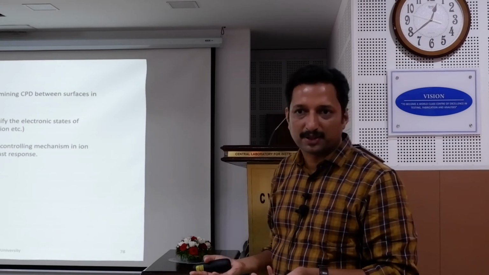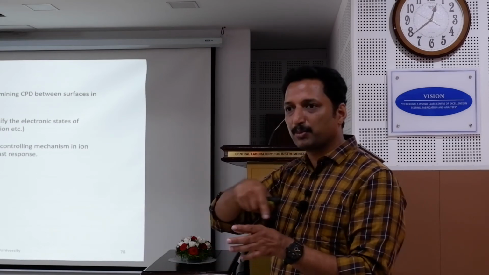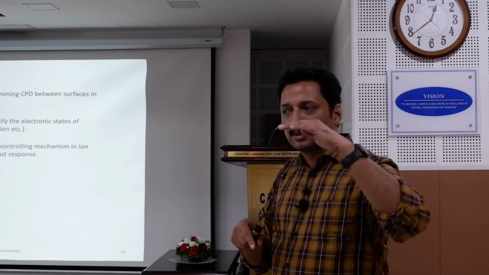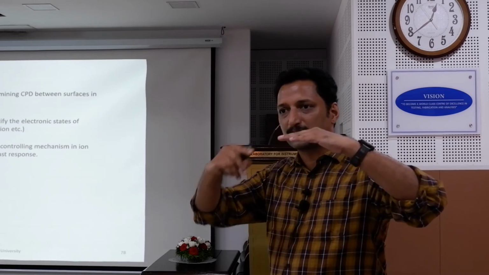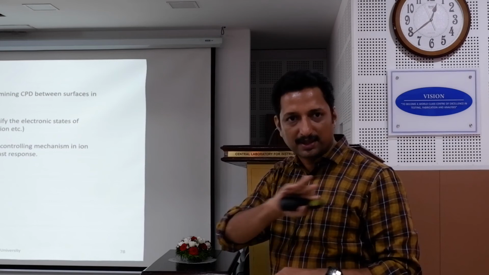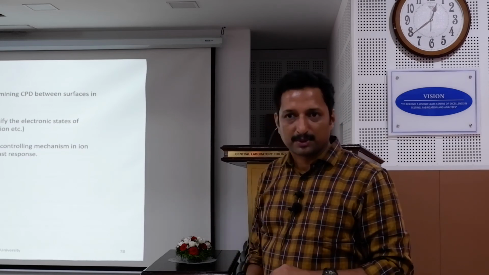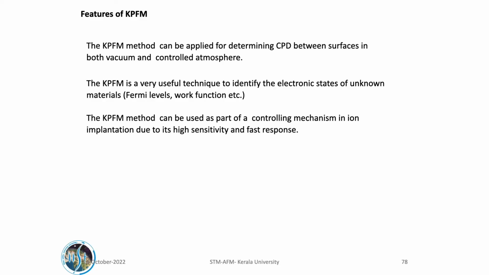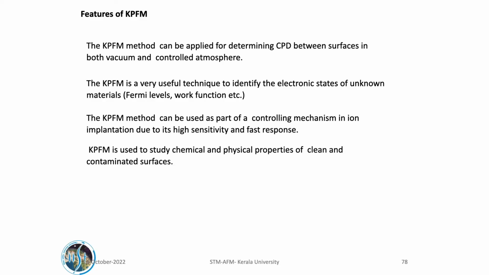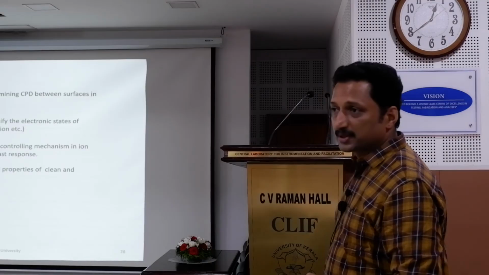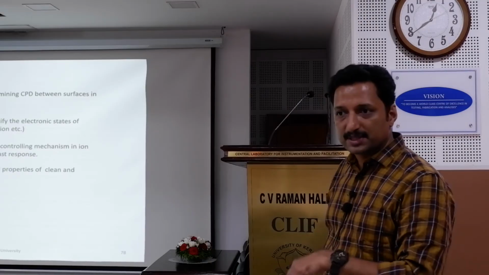There is no way to identify this. But if you just do a Kelvin probe measurement, you can see that p-type and n-type Fermi levels are different. So work function will be different. So very clearly you can identify in a flat sample where the doping happened, what type of doping, all those things. Study chemical and physical properties of clean and contaminated surface, because work function will change if the surface is contaminated.